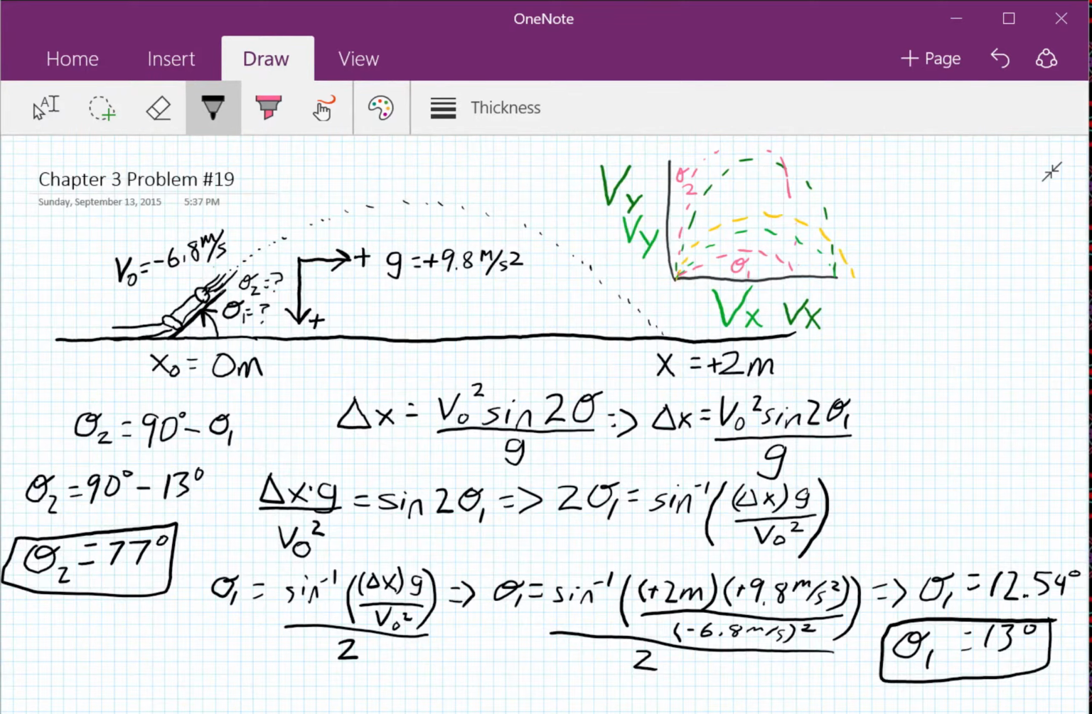Now for the sentence on this, you would explain that the hose could be at 13 degrees or 77 degrees. It's a reasonable answer because you know that there has to be two angles that are complementary to each other that would yield the same range. If the angles were not complementary, then they wouldn't yield the same range because the ratio of the horizontal velocity and the vertical velocity would not be equal. Okay, because all this is dealing with ratios. So that's basically the explanation that you need once you found your answer.